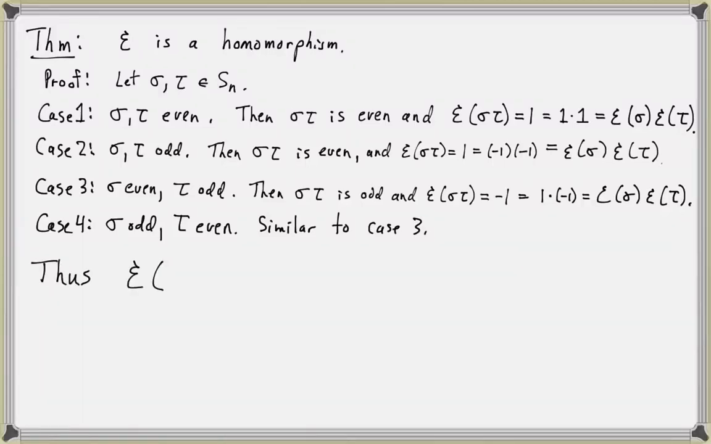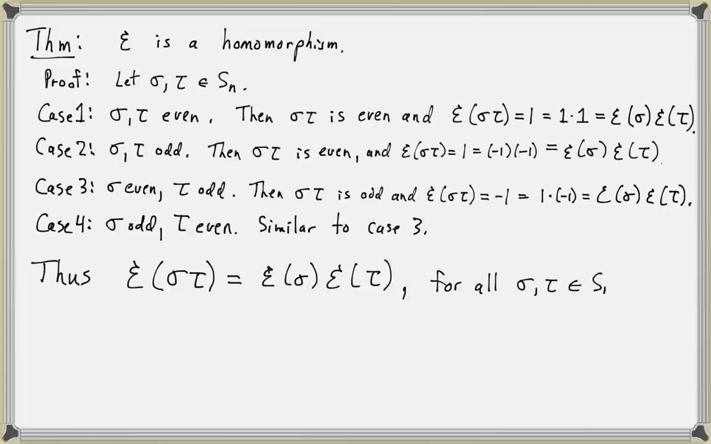Thus, epsilon of sigma tau equals epsilon of sigma times epsilon of tau for all permutations sigma and tau in Sn. And therefore, epsilon, the sine function, is a homomorphism. So now we know that the kernel of this homomorphism is a normal subgroup of Sn. Under this homomorphism, every even permutation gets mapped to the identity 1. So the set of all even permutations is a subgroup, and this is actually called the alternating group.